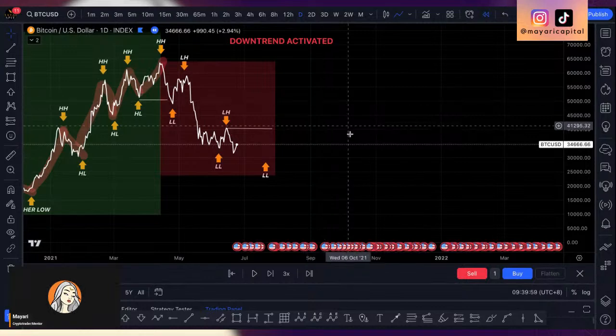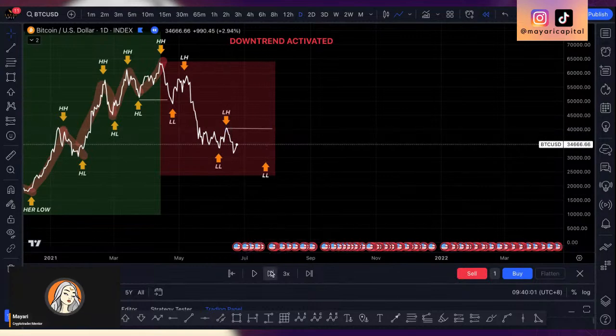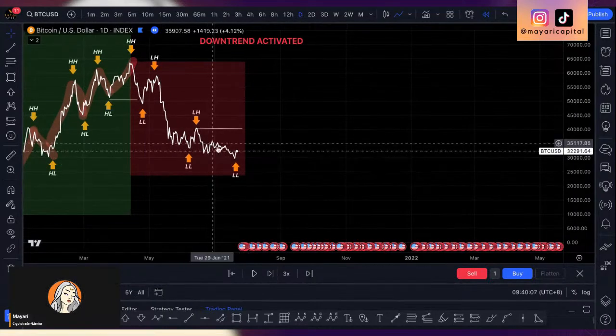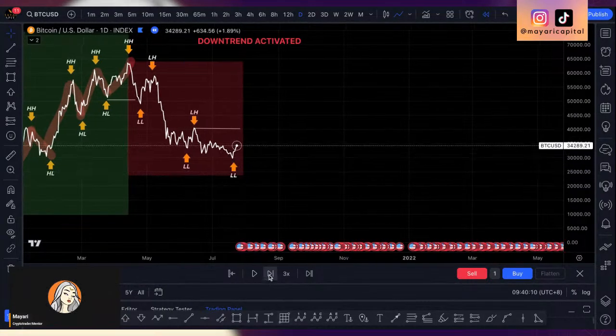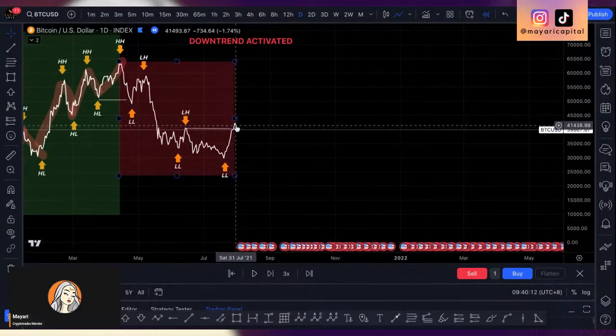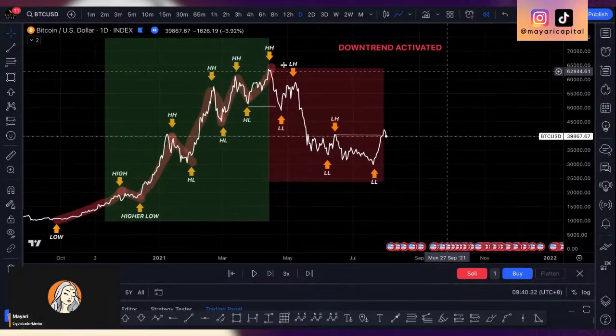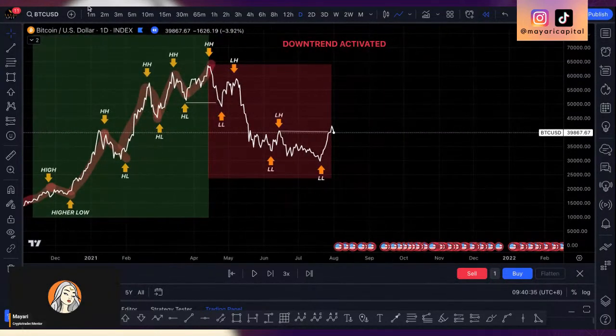Yes, so lower high, and then at this point, the market does a lower low. Can you see? Lower low. So now let me know in the comments what just happened. Is this a lower high? I'm going to wait for you guys. Let me know in the comments. What do you think? Take your time. Is that a lower high? What do you guys think?